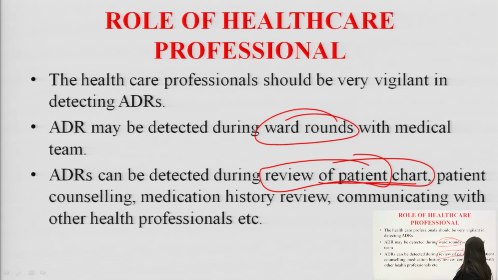In review of patient charts, during patient counseling. There are chances that the patient is suffering from something and is afraid of telling it in front of the doctor. So the patient might tell that symptom or that problem to the pharmacist when he is counseling him. So again, patient counseling plays a very important role in detection of ADR. Then we have medication history review. We write down whatever medication the patient is taking, and then we do a review, we check what drugs he is taking, and we can get a lot more information from medication chart reviews.